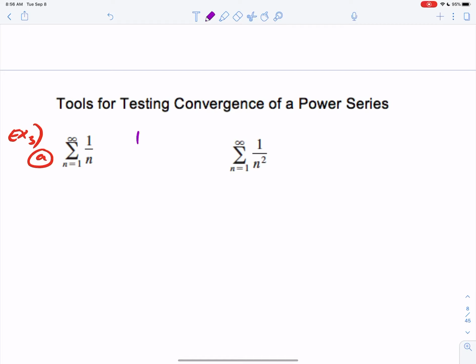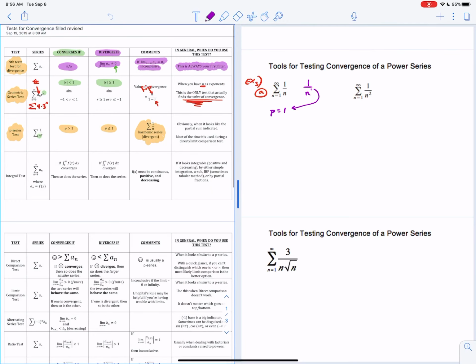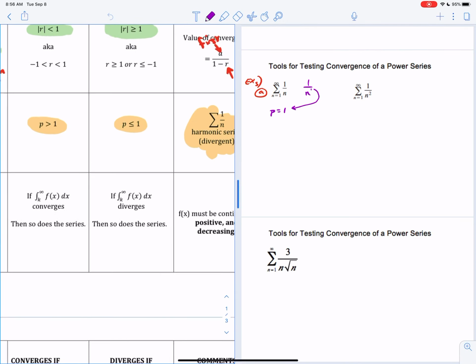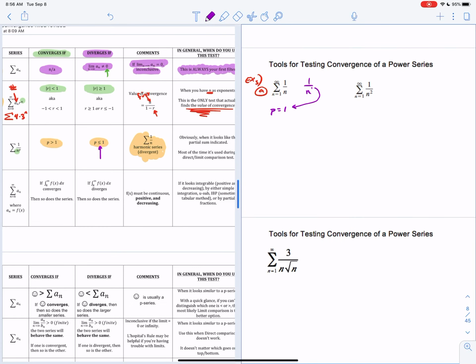So we notice that it's 1 over n to the something. Now, what is that something? That degree is 1. So we know that p is equal to 1. Okay, what does it tell you when p equals 1? So let's go back to our chart here. When p is exactly 1, we know it's going to diverge, okay? Therefore, the series diverges by the P-series test.